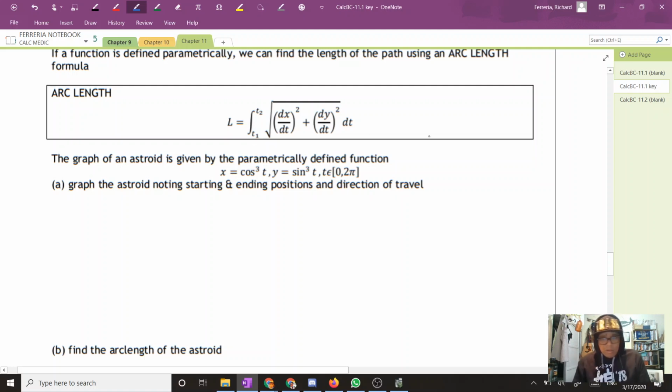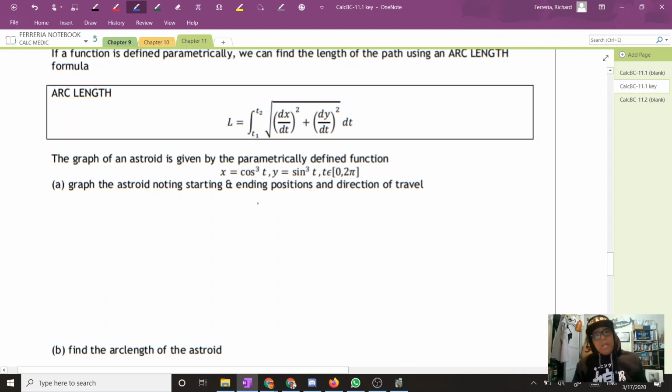So, let's do this. I keep wanting to say asteroid, which is like that really cool video game from 1981, which you probably never played.